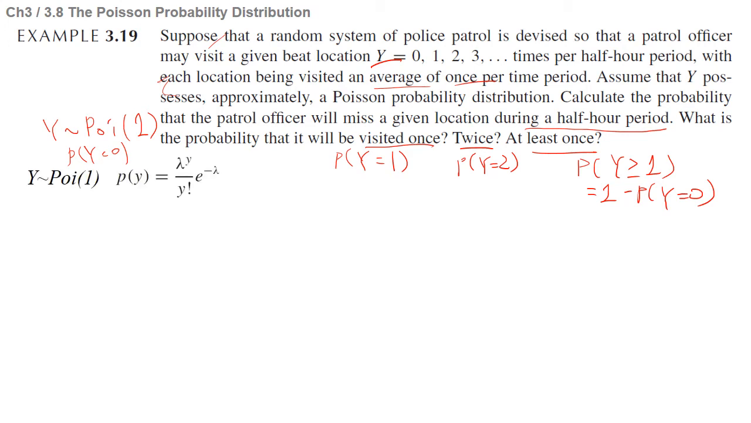So y follows the Poisson distribution with mean rate 1, and this is the Poisson distribution. So we can calculate each probability. For y equals 0, this is 0 factorial, and actually 0 factorial is 1, as you know, and lambda is 1. 1 to the 0 is 1, and e to the minus 1. So this is e to the minus 1. And the probability of y equals 1 is 1 factorial.